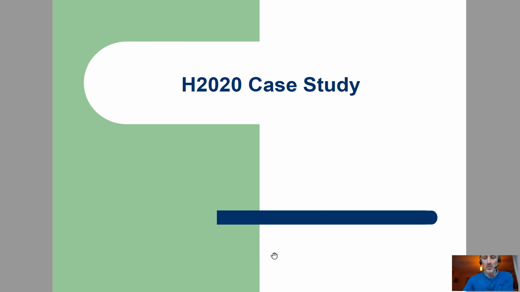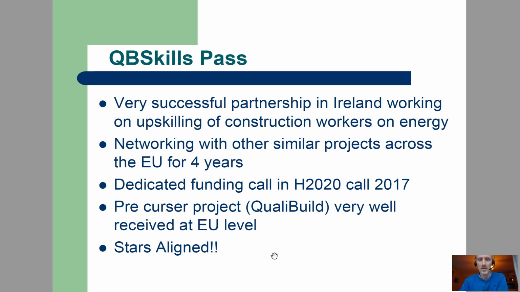So let's move into a case study. This is a Horizon 2020 case study called QB Skills Pass. One of the big things about building proposals is that you need a good acronym, and the acronym for this was QB Skills.